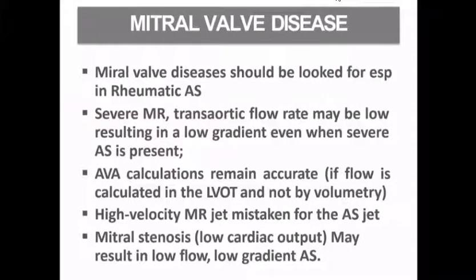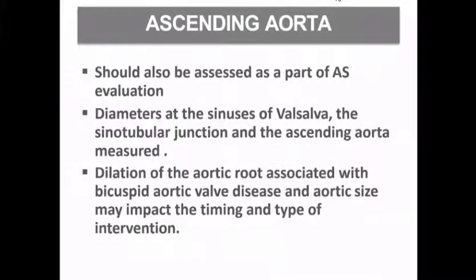Associated mitral valve disease: always look for it, especially in the rheumatic case. Whenever there is severe MR, again the aortic flow may be low, resulting in a low gradient even when severe AS is there. Calculation of the aortic valve area remains accurate if flow is calculated by LVOT, not by volumetry. So high velocity MR can get mistaken for AS. We previously discussed that in mitral stenosis, low cardiac output may result in low flow and low gradient. So whenever you see aortic stenosis, you should look for associated mitral stenosis or mitral regurgitation.